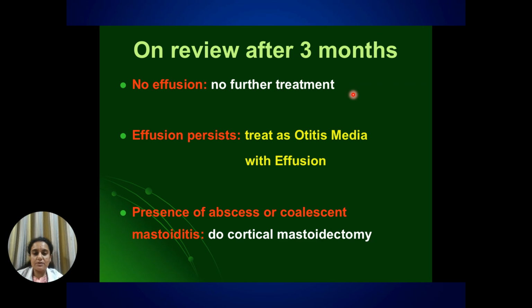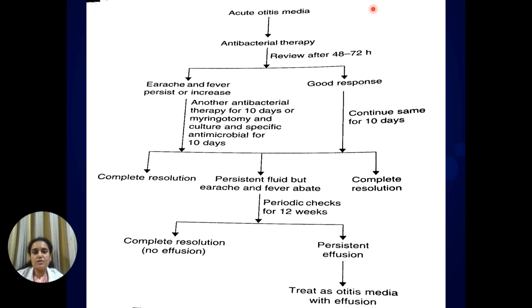But in case of any abscess or mastoiditis, we have to go for cortical mastoidectomy. The protocol goes this way. So first, after diagnosing it as a case of ASOM, we start off with antibacterial therapy along with antihistamines, decongestants, and analgesics. Review after 2 to 3 days. If the symptoms are persisting, we go for another antibiotic. But if the response is good, then we continue the same antibiotic for 10 days.